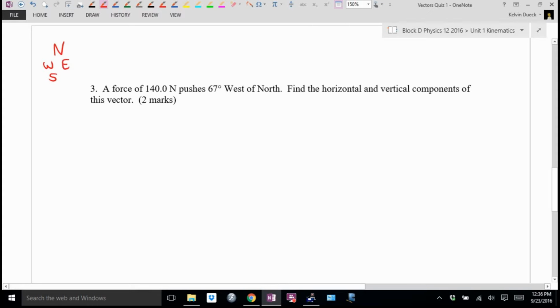A force of 140 newtons pushes 67 degrees west of north. West of what? North. To draw this, I'm going to start out going north. I'm going to go west of north. How many degrees? 67. 140 newtons. This is 67 degrees. Find the horizontal and vertical components. Here's the vertical component. I'll call it Fy because it's a force. Here's the horizontal component. I'll call it Fx.